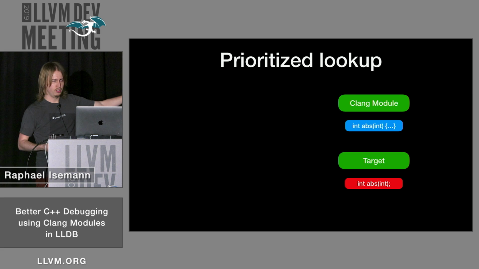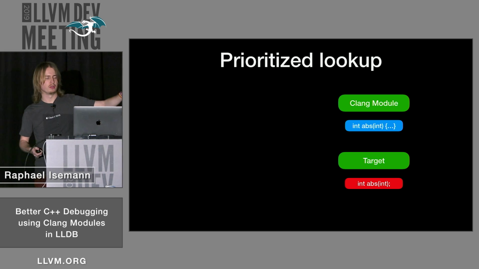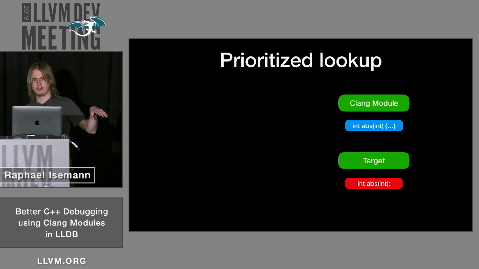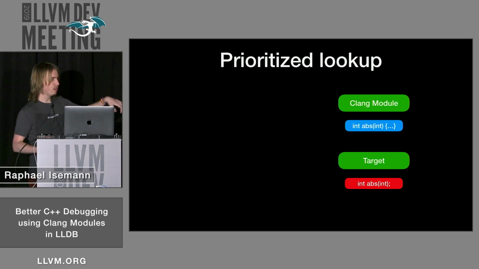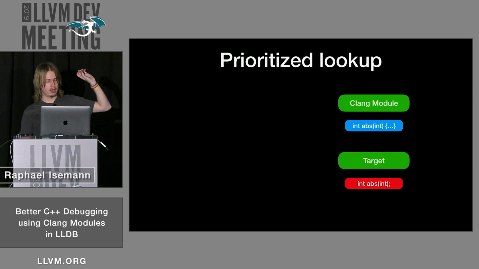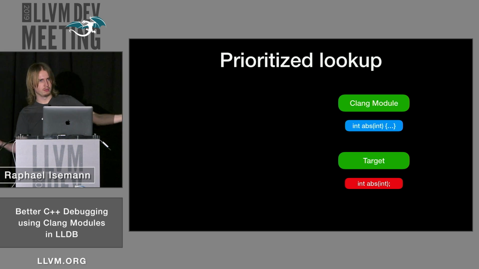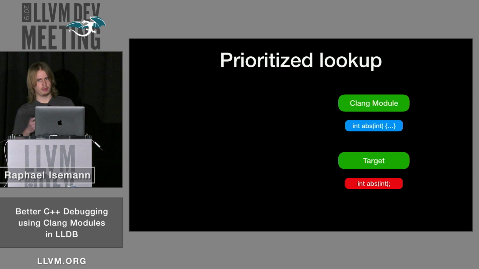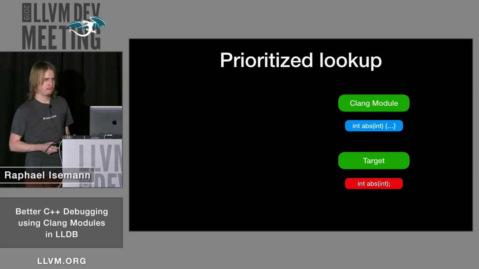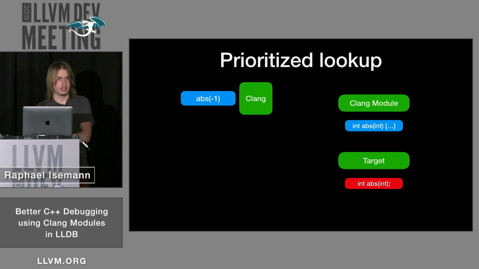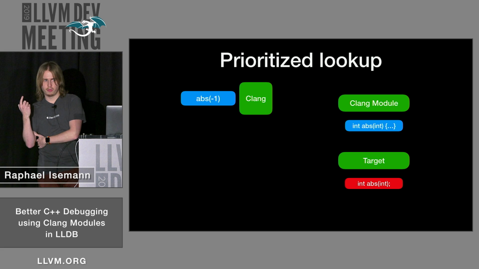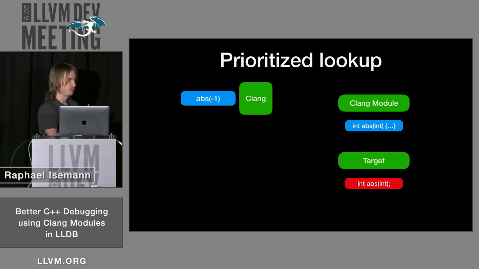LLDB would see a Clang module, since the header gets compiled to a Clang module, and the Clang module contains the inline function with its function body. It also sees the target, and the target has debug information for the inline function too, but it doesn't have the function body, because that can't be described by DWARF, and it also doesn't have the function in a callable format because the compiler actually inlined this function. So if we try to parse an expression like a call to this inline function, we have to make a choice. Do we take the function from the Clang module, or do we take the one from the target?